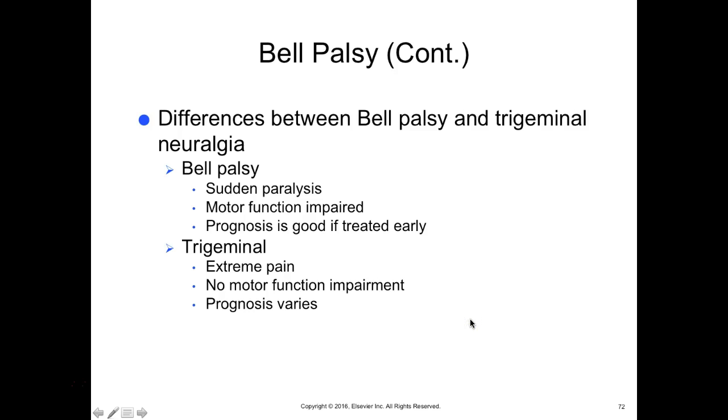So differences between Bell's palsy and trigeminal neuralgia. So you don't want to confuse these two either. Bell's palsy is a sudden paralysis. Motor function is impaired. They still have sensory function most of the time. Sometimes it's affected, and prognosis is good if treated early. Trigeminal neuralgia is extreme pain. There's no motor function impairment, so there's no paralysis, and the prognosis varies depending upon the cause.